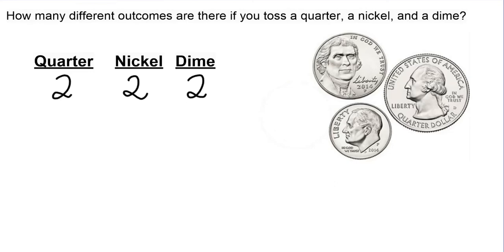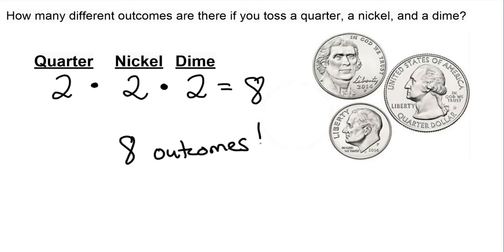And there are 2 possible outcomes for the dime, heads or tails. To find the total possible outcomes of all 3, we would multiply them together, and 2 times 2 is 4, times 2 is 8. There are 8 possible outcomes to this compound event. Pretty easy to do when you know the fundamental counting principle.